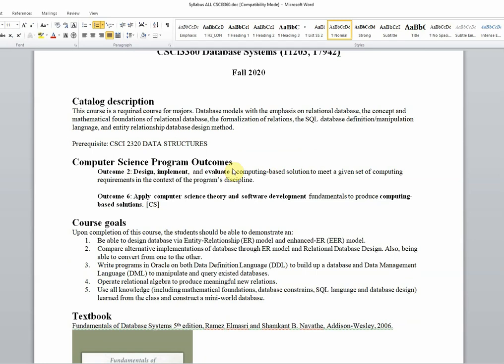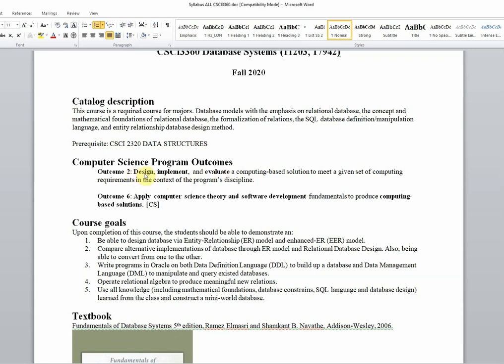UCA Computer Science Department is ABET accredited department. In this ABET accreditation, there are several outcomes that need to be fulfilled. This course, as a required course, serves important ideas about two outcomes. The first outcome is design, implement, and evaluate the computing-based solution to meet the given problem.